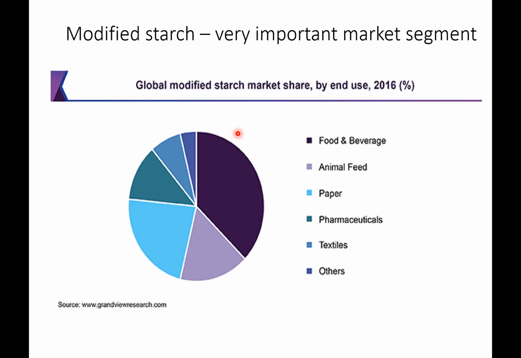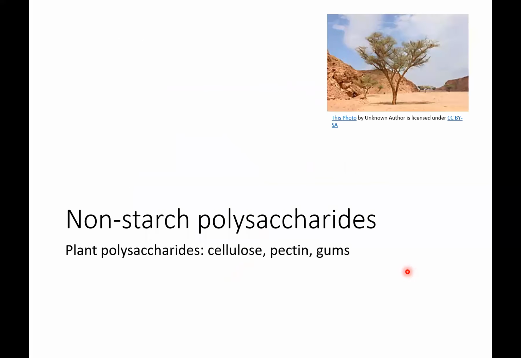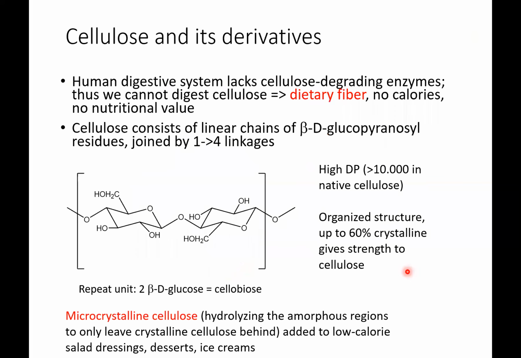Now, the modified starch market is big. Unfortunately, there are no numbers, but the food and beverage takes the biggest sector. Animal feed is also pretty big, and the rest here are more industrial segments. Pharmaceuticals is really important, and then the paper industry does a lot with modified starch because there are adhesives as well. So what about non-starch polysaccharides? We have cellulose, we have pectins, we have food gums, and we'll discuss some of those briefly.